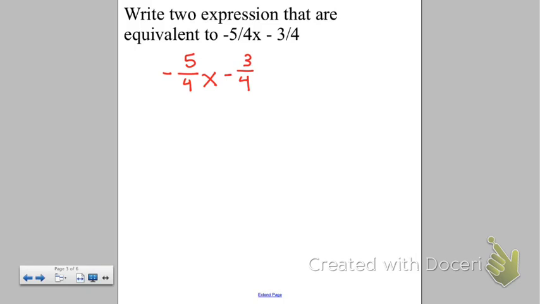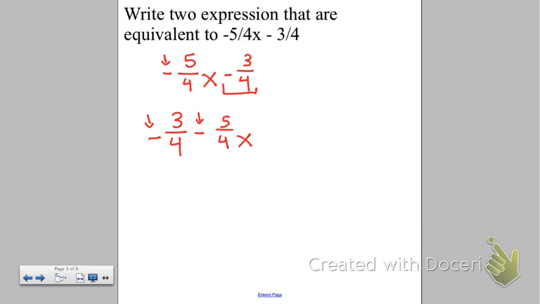My first option is I could use the commutative property and rearrange the order. So this negative 3 over 4, since it's a minus sign, it would stay as that negative. Minus, again, I have a negative sign, so I have to make sure this is a minus, 5 over 4x. That is one way I could have written it.